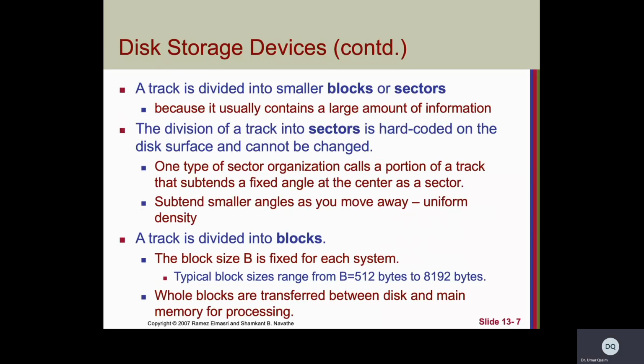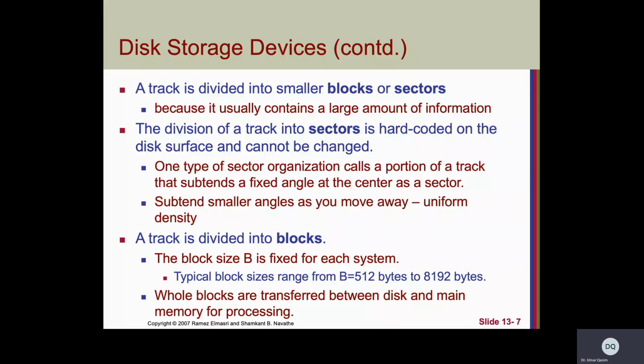So as I earlier mentioned, those are tracks on the disk. They are subdivided into blocks or sectors. And in one sector, you can have a lot of information being stored. This information, this division of a track, so you can see there were tracks on one disk. So there is a division of track into sectors. This information is hard coded on the disk surface and cannot be changed.